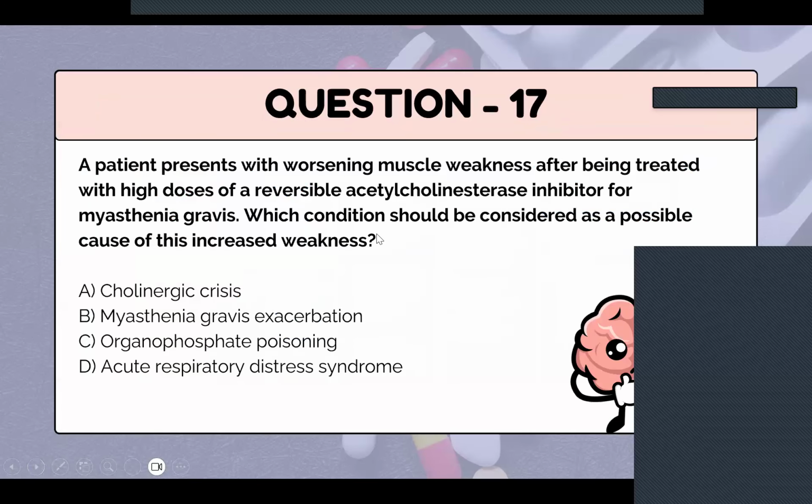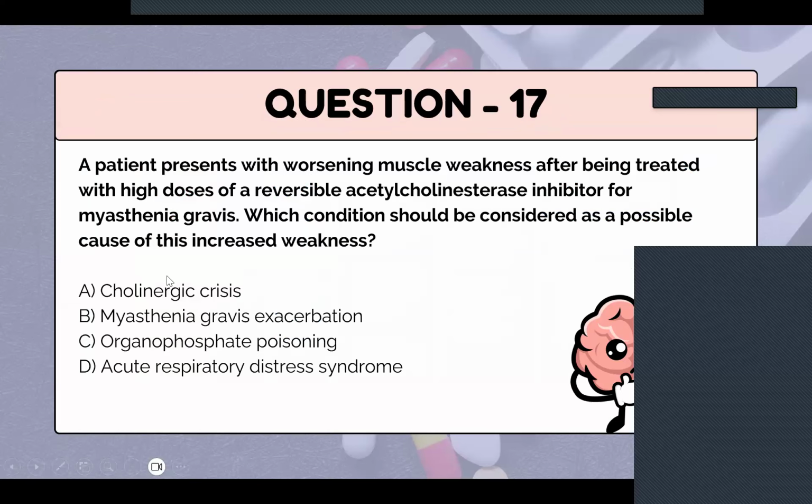Let's move on to the next question. A patient presents with worsening muscle weakness after being treated with high doses of reversible acetylcholinesterase inhibitor for myasthenia gravis. Which condition should be considered as a possible cause for increased weakness? A. Cholinergic crisis. B. Myasthenia gravis exacerbation. C. Organophosphate poisoning. D. Acute respiratory distress syndrome.